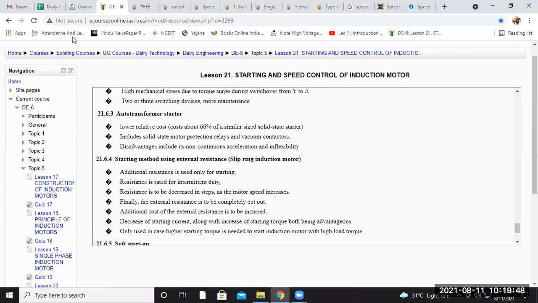We will move to the next topic, that is speed control of the induction machine. Normally, we use four methods to control the speed of the induction machine.